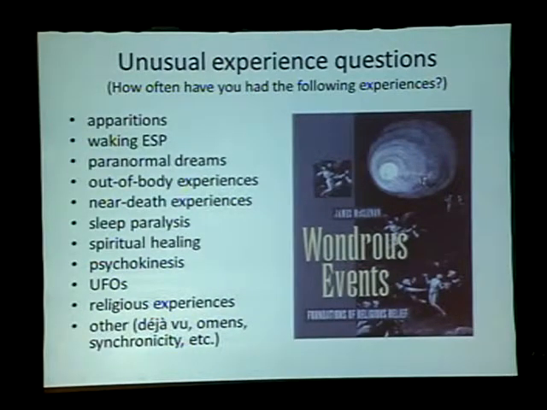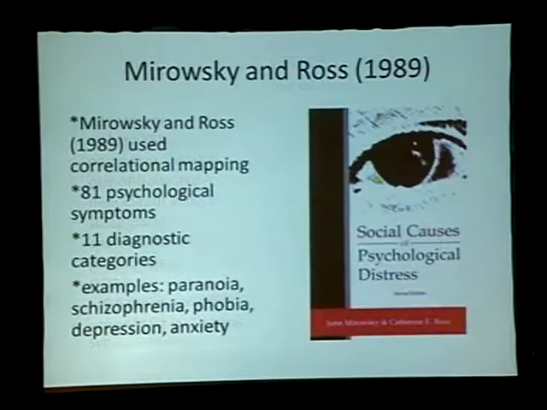How often have you had the following experiences? There's our list that we ask the people. The list is dependent on empirical research, so we know that a large number of people have had all those things. This is what led me to do the present study. In 1989, Murawski and Ross did a study where they used correlational mapping, which I plan to use. Okay, they measured 81 psychological variables, which they categorized in 11 diagnostic categories.